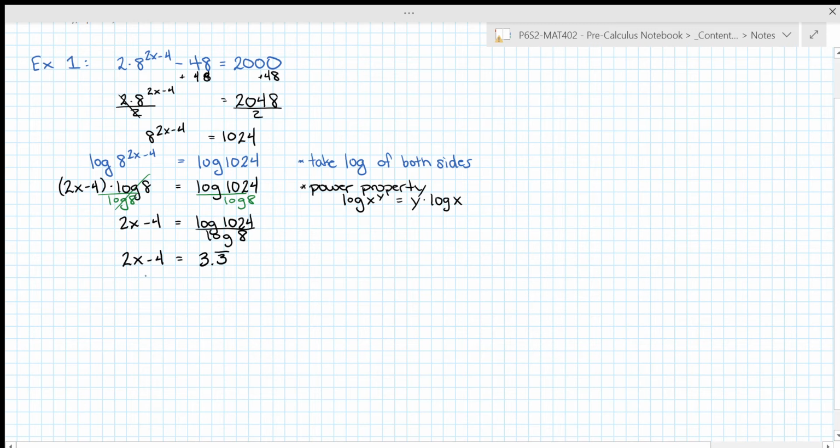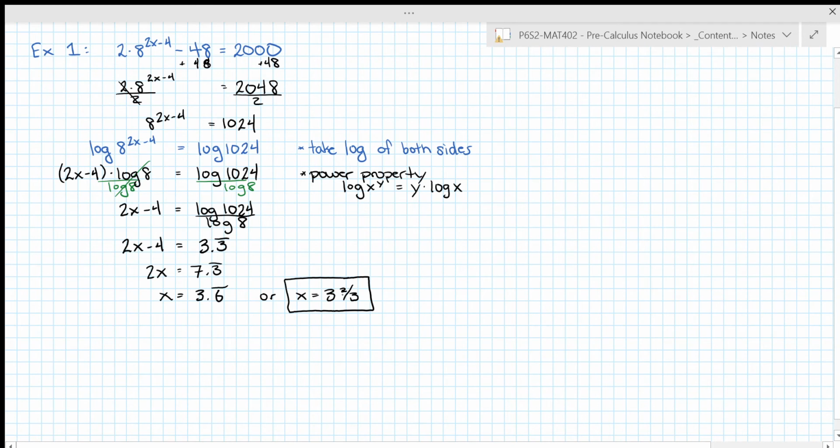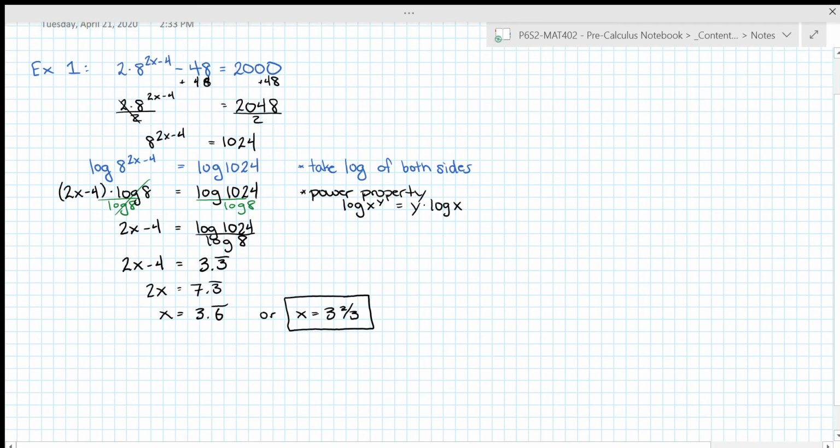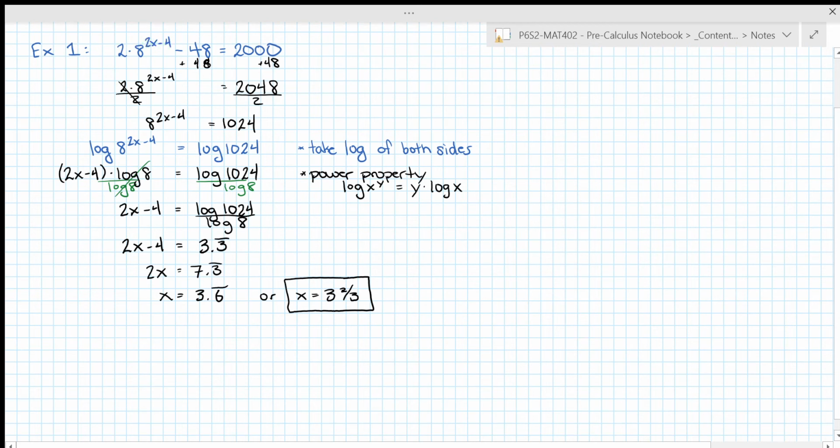So now add 4 to both sides. 2x is 7 1/3. Divide everything by 2, and I get x is 3.6 repeating, or x is 3 2/3. Again, if I had a calculator on the screen, I would suggest you take that 3 2/3 and plug it back into the original equation up here, plug that 3 2/3 in for x and actually evaluate and make sure that you are getting the right answer there. But again, I told you there was a different way to do this that I think is useful to see.